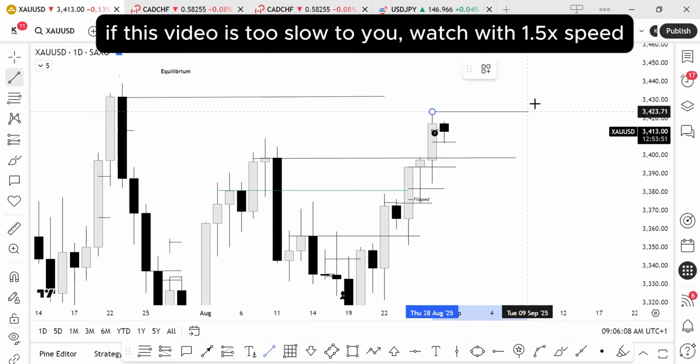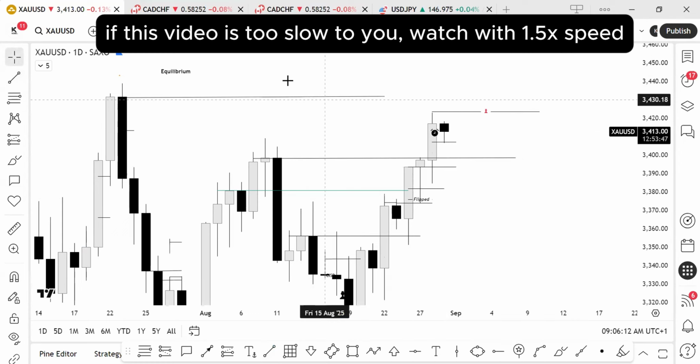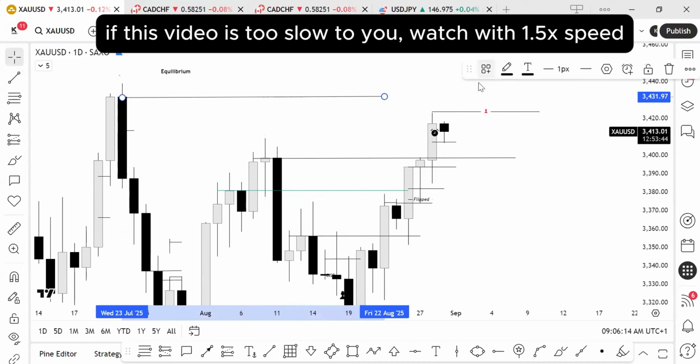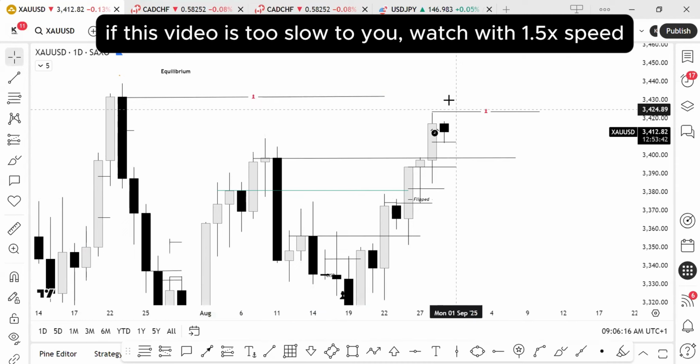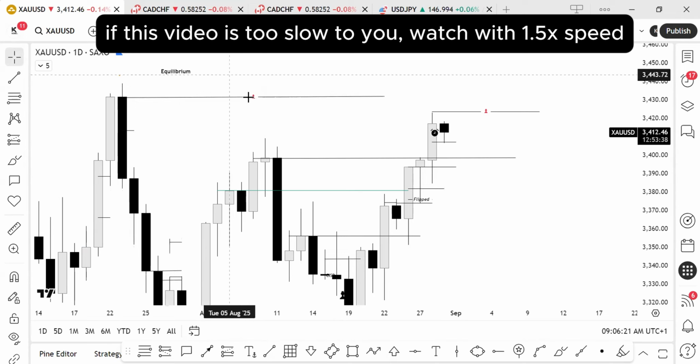So this on its own becomes a draw on liquidity, right? And this becomes another draw on liquidity. So if price comes, breaks this, then this will be the next level we're looking out for.